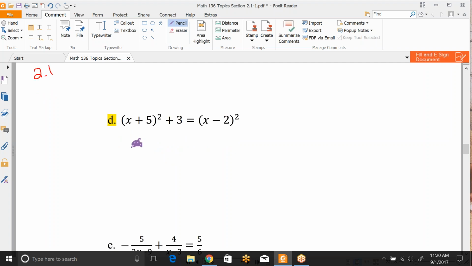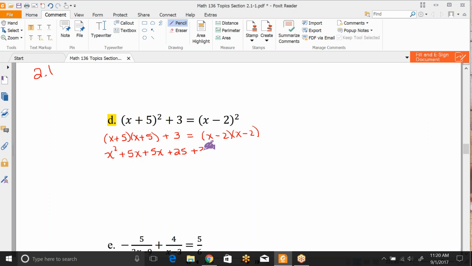This is the first example. And we have this problem where we have a binomial squared plus 3 equals another binomial squared. You have to be careful with binomials, and since there's a plus sign, we need to really write this twice because that's what it means to square, and then we will distribute or FOIL that out. And then we have x minus 2 is also squared, so we'll write it twice. So we're going to do x times x, which is x squared, x times 5, which is 5x, 5 times x, which is 5x, and 5 times 5, which is 25.